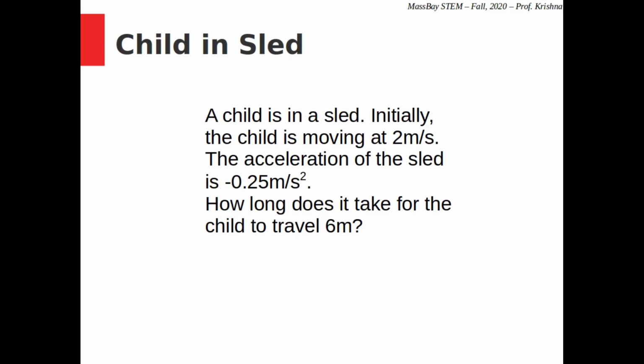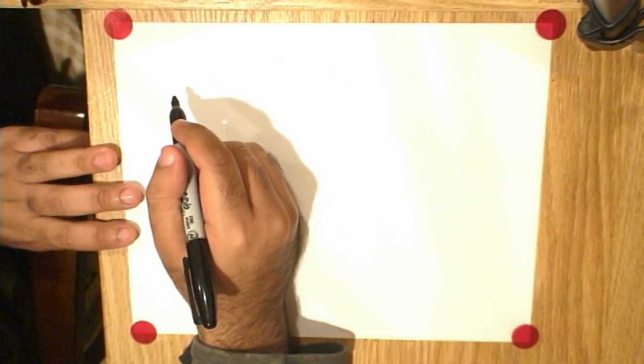Consider this situation. A child is in a sled. Initially, the child is moving at 2 meters per second, but the acceleration of the sled is negative 0.25 meters per second squared. How long does it take for the child to travel 6 meters? We begin this puzzle by drawing a picture, the same way we begin any other puzzle.